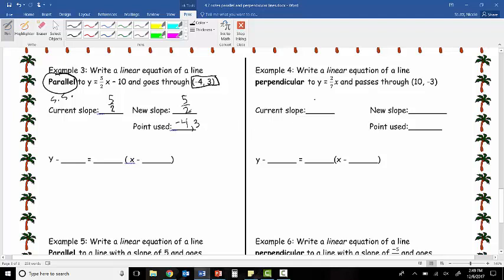I'm going to jump over to example 4. This time we are focusing on the word perpendicular. Our current slope is 2/7. Our new slope will be flipped and opposite. Last but not least, the point that you are supposed to use will be 10, -3. We'll go ahead and fill in our blanks as a case 2.